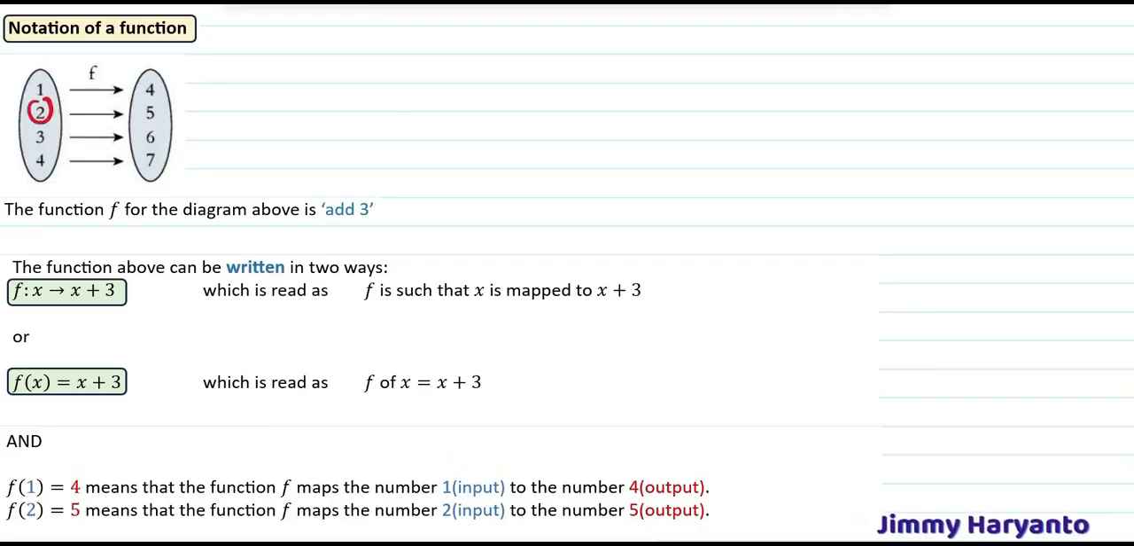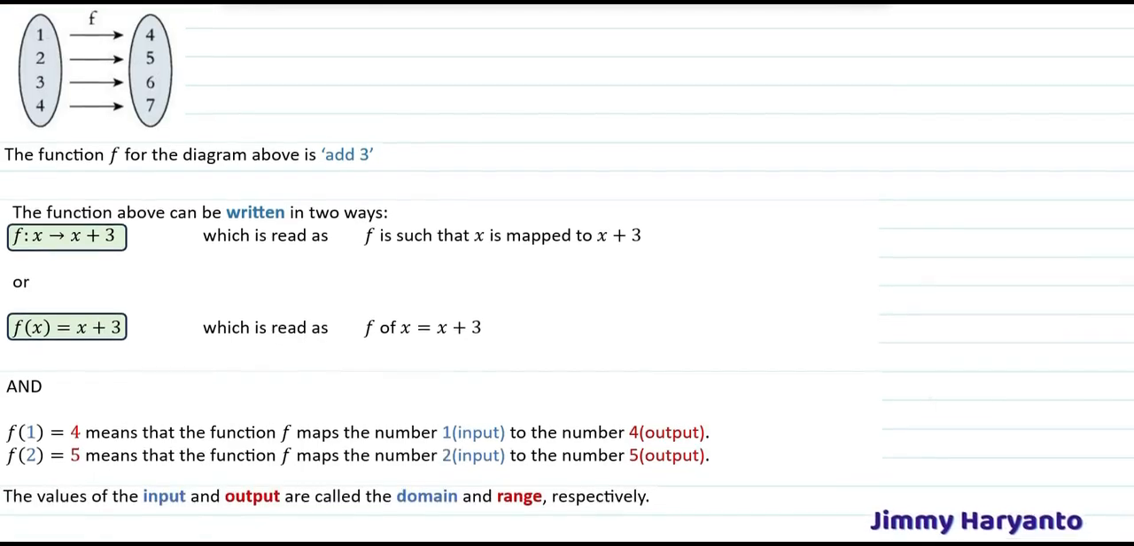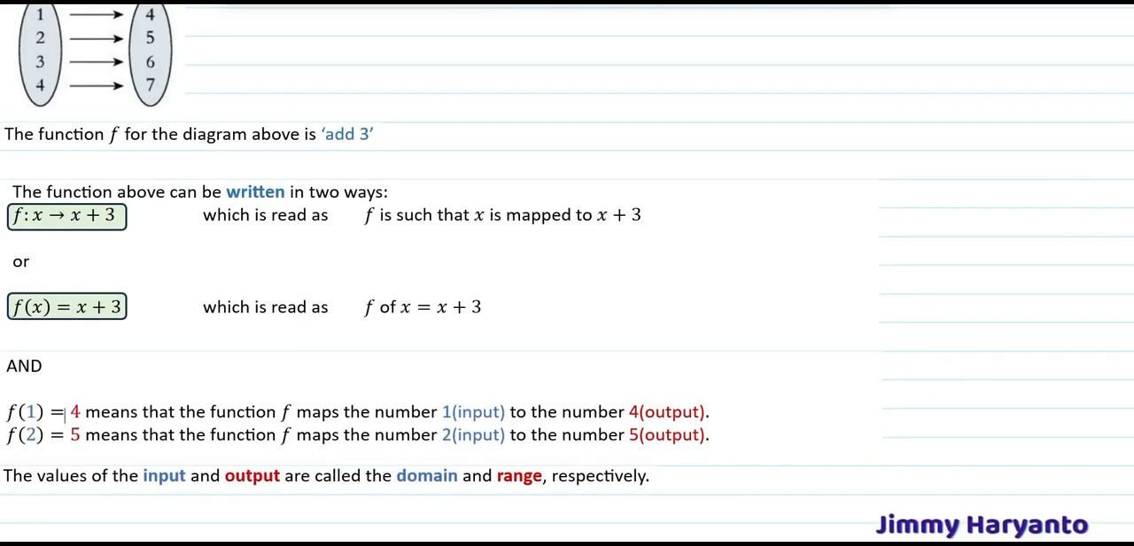And then for the 2 and 5, you can write it like this, f2 equals 5. That means it will map 2, the input, to the number 5, the output. That also means the 1 in the brackets will replace the x later, and the 1 after the equal sign is the result. And then the values of input and output are called domain and range respectively. Okay, so in mathematics, we don't say input and output, but instead domain and range.